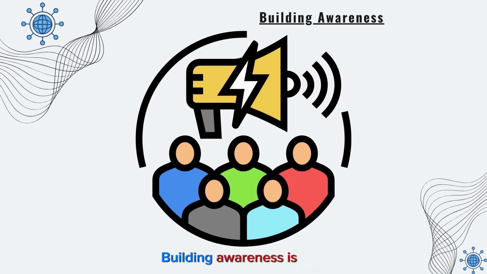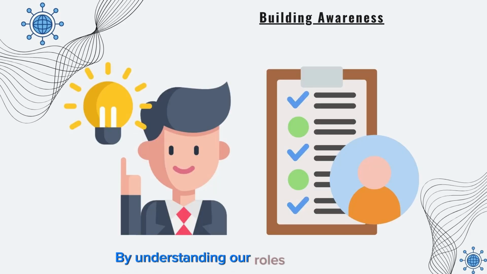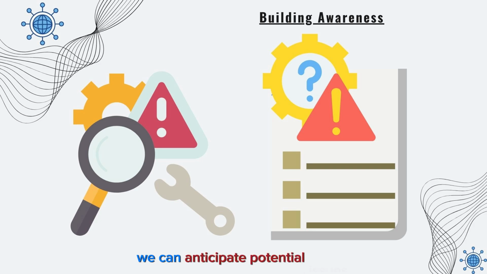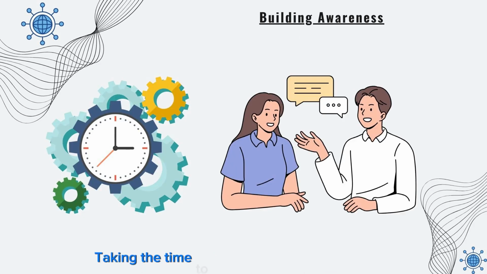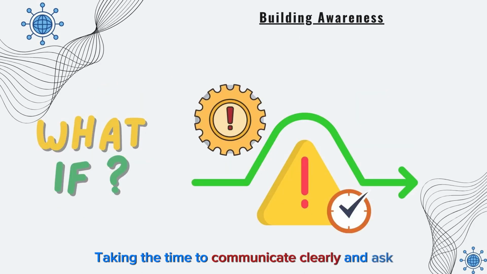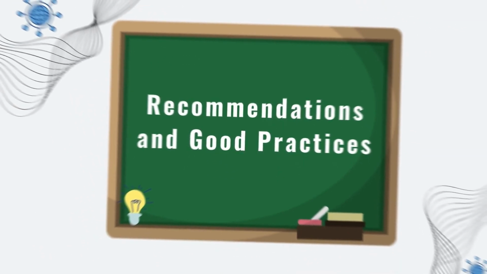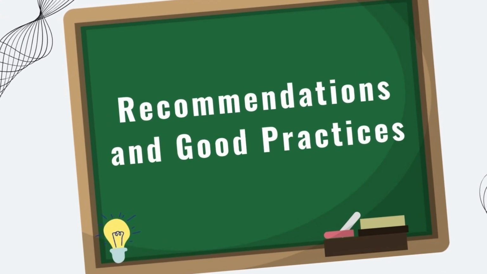Building awareness is key. By understanding our roles within a team and the bigger picture, we can anticipate potential issues. Taking the time to communicate clearly and ask what-if questions helps prevent problems before they occur. Let's continue with the recommendations and good practices.